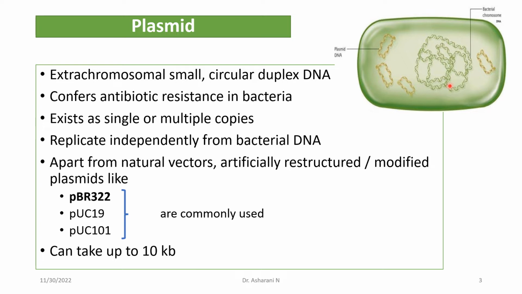So apart from naturally occurring vectors, we can also artificially restructure them, modify them, and we have a few modified plasmids. For example, pBR322, pUC19, pUC101. So these are the commonly used artificially structured plasmids.